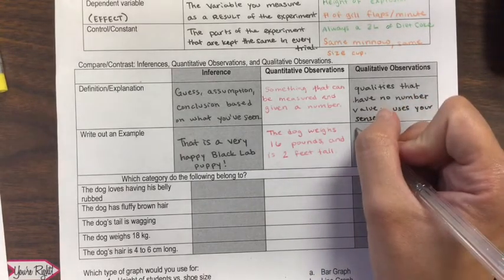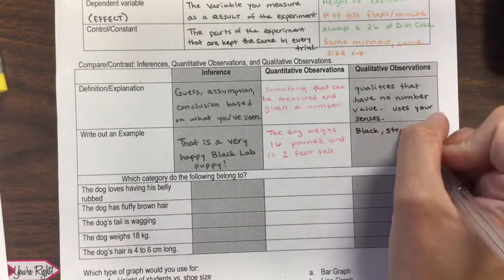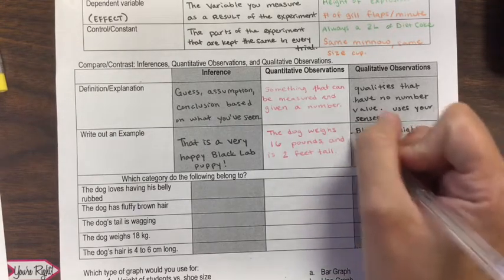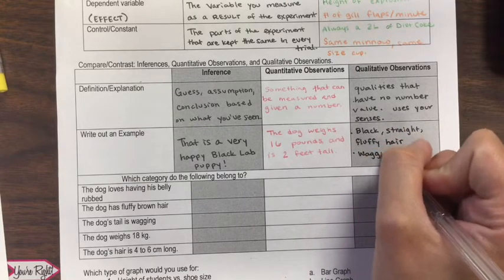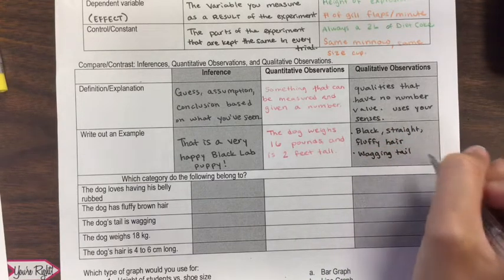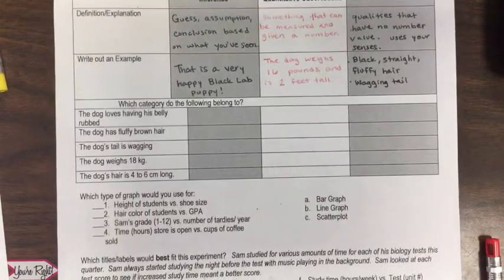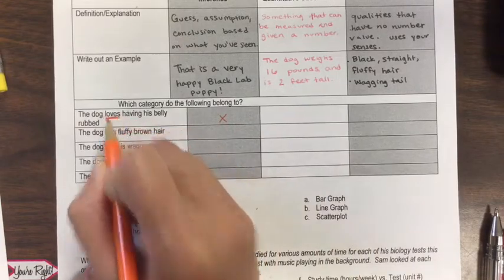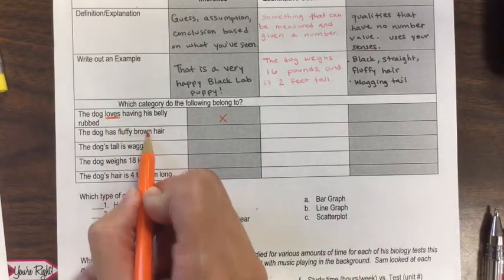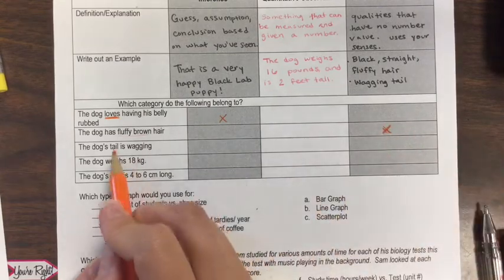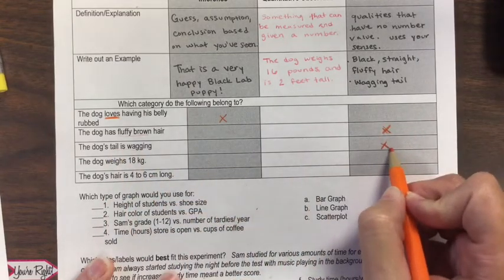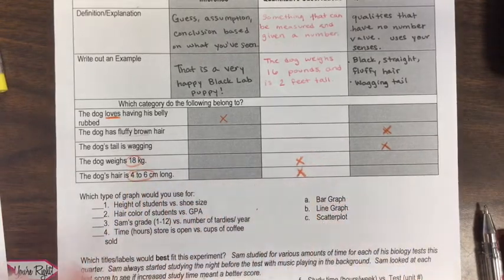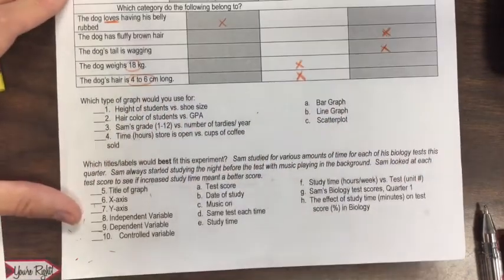An example of that for this dog would be that the dog is black. You can't assign a number to that. The hair is straight and the hair is fluffy. All of those can't be assigned a number. And then the fact that the dog is wagging its tail. Anytime you see a behavior or a color, that would be a qualitative observation. So if you were going to sort these, the dog loves having his belly rubbed. That's an inference. We're assuming that he loves it based on his behavior. Fluffy brown hair, can't assign a number to that, or that the tail is wagging. So those are both qualitative, but the last two have numbers in them, so I know they're quantitative observations.